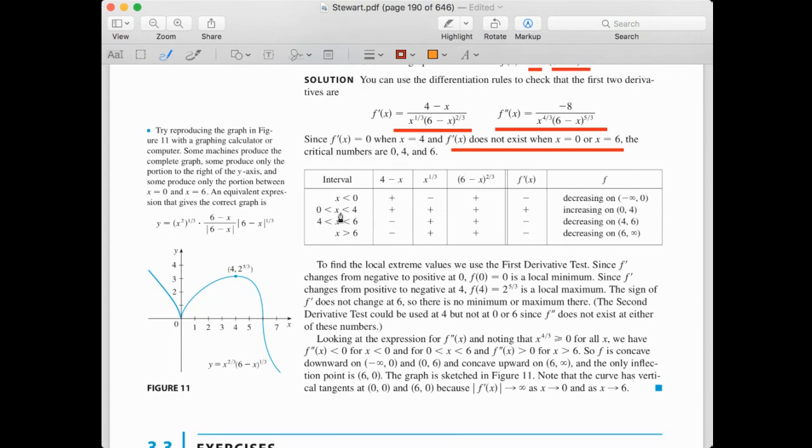Evaluate in each interval, so we just pick a number, right? For the first interval, we may pick -1. Just pick a representative. For the second interval, maybe we pick 1. Just pick a representative. As long as the number is in the interval, it works. For the third one, we can choose 5.